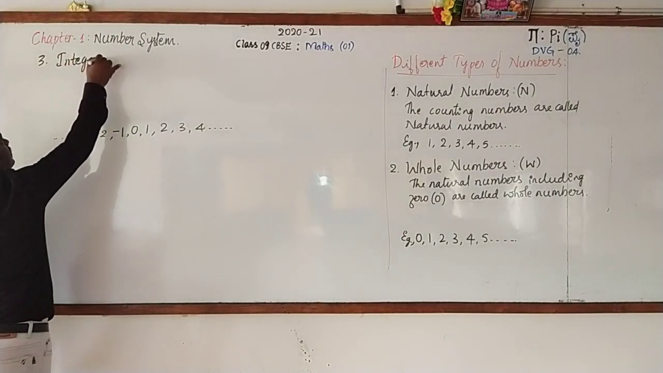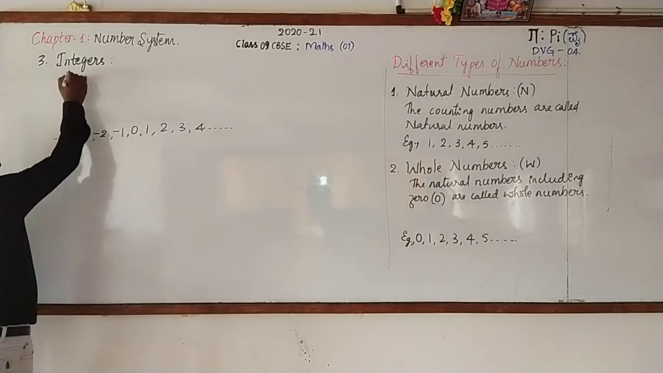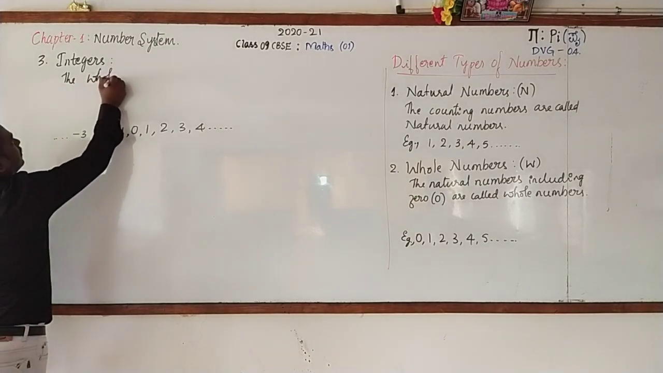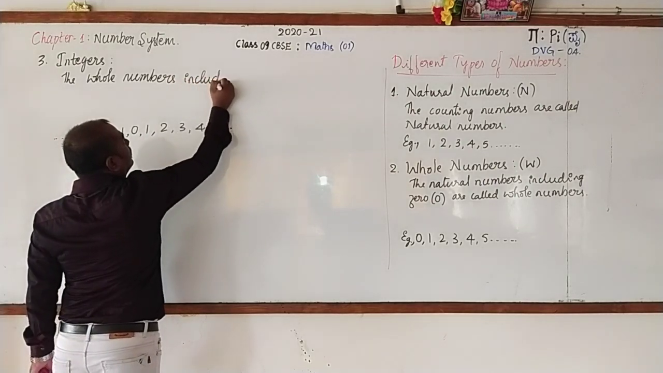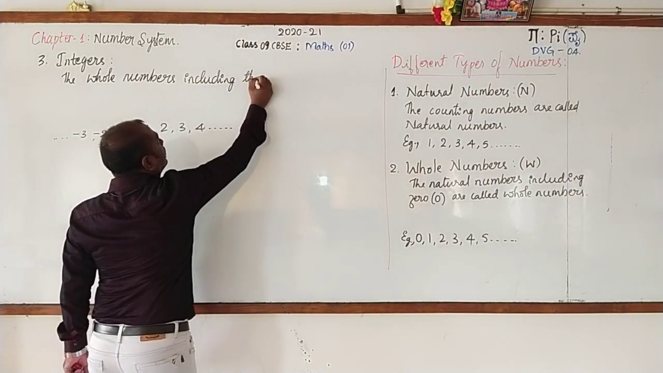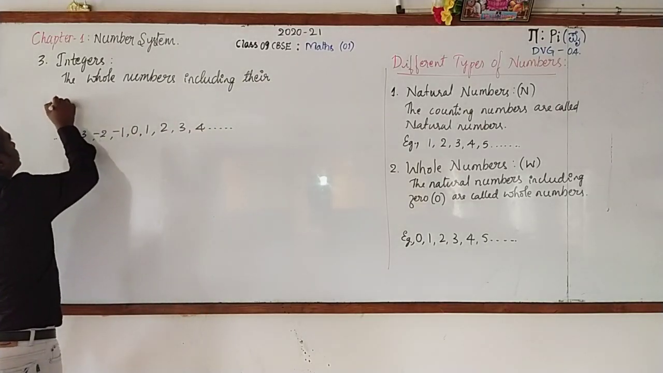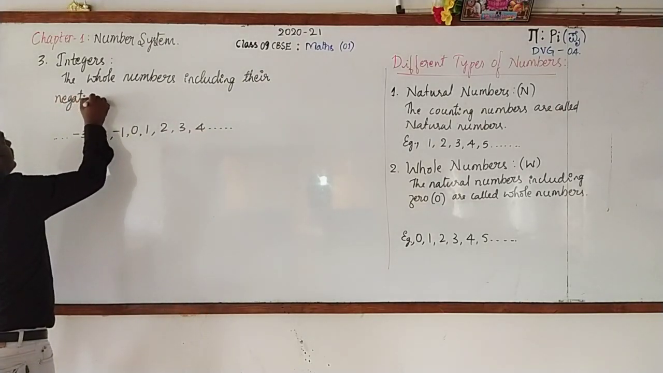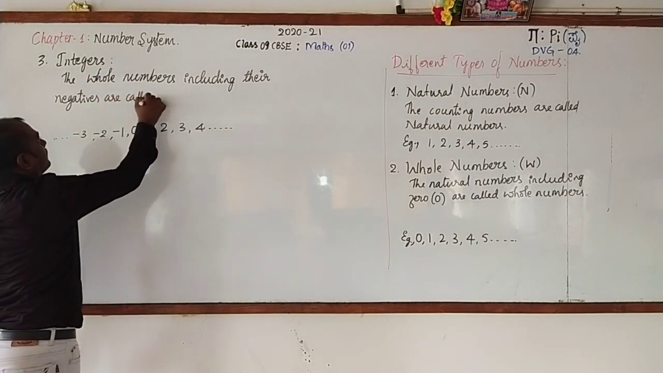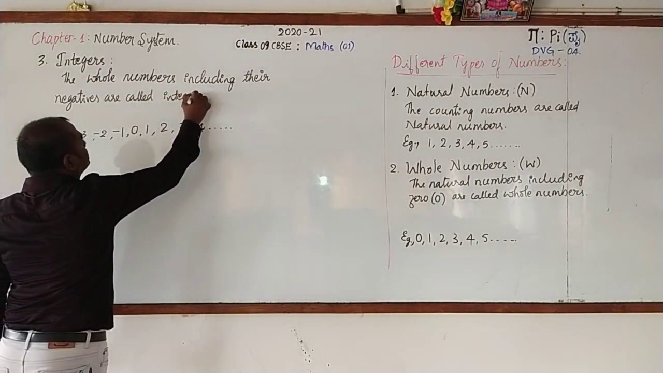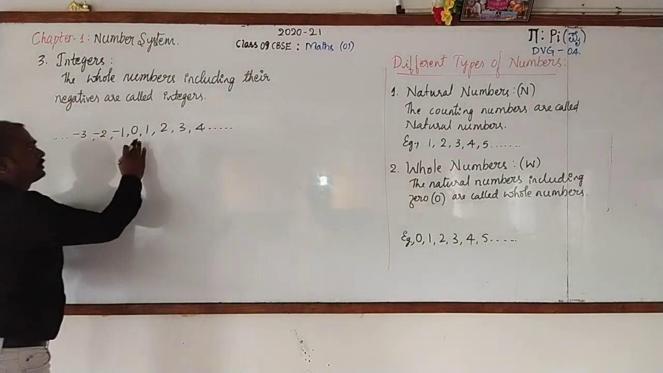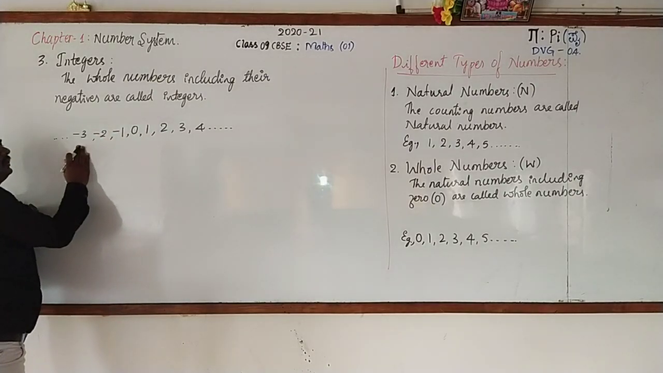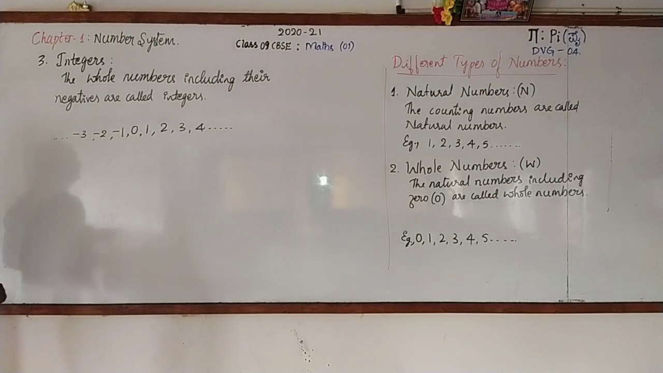Integers. And write the definition with me. The whole numbers including their negatives are called integers. And you can also define it like this: the natural numbers and their negatives including 0 are called integers.